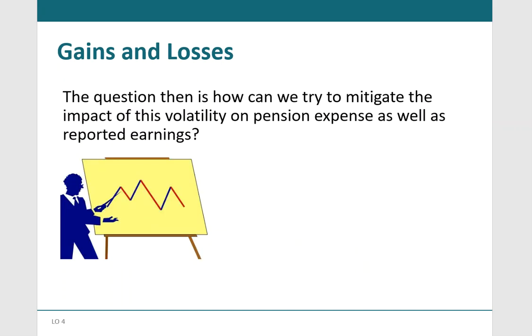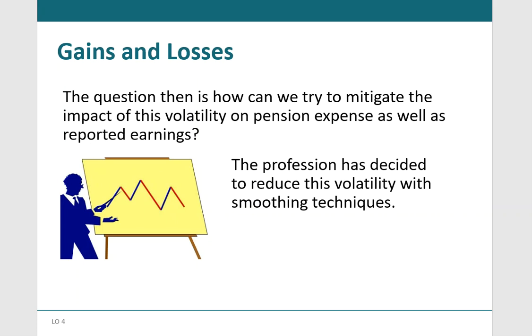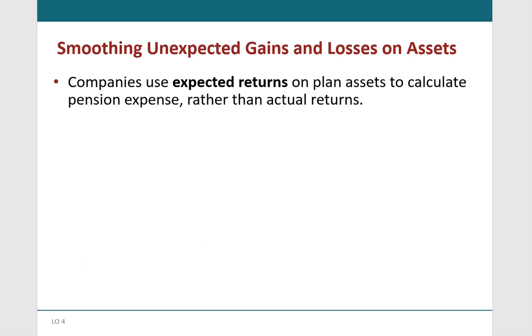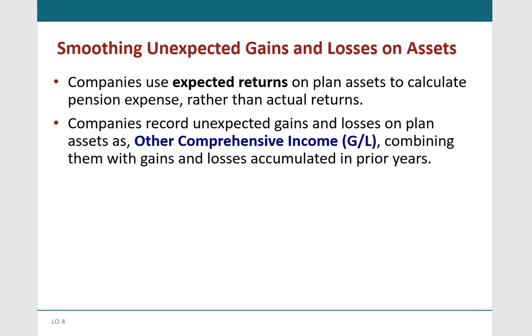The question then is, how can we try to mitigate the impact of this volatility on pension expense as well as reported earnings? The profession has decided to reduce this volatility with smoothing techniques. Companies use expected return on plan assets to calculate pension expense rather than actual pension plan returns. Companies record the unexpected gains and losses on plan assets, that is, the difference between actual and expected returns, as part of other comprehensive income and combine them with gains and losses accumulated in prior years.